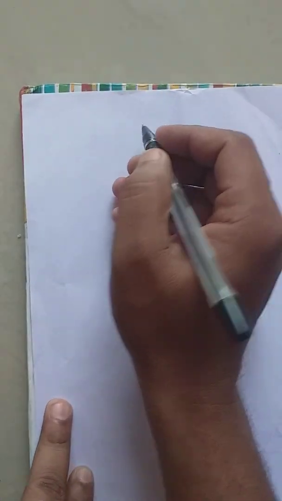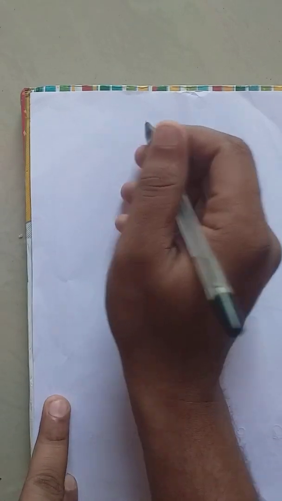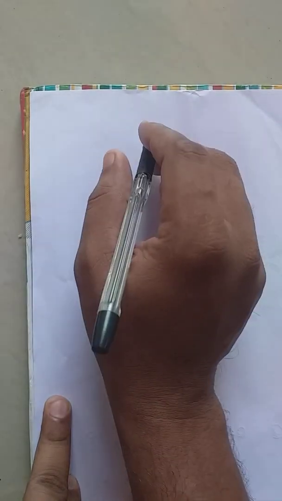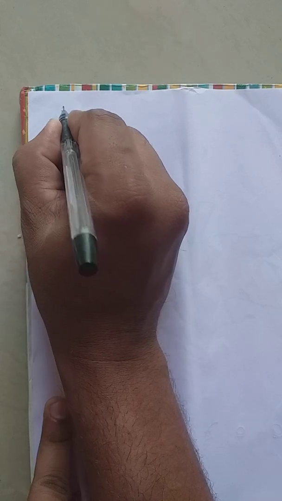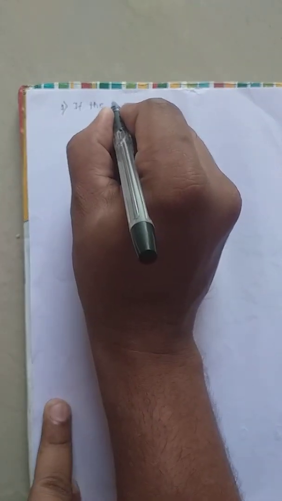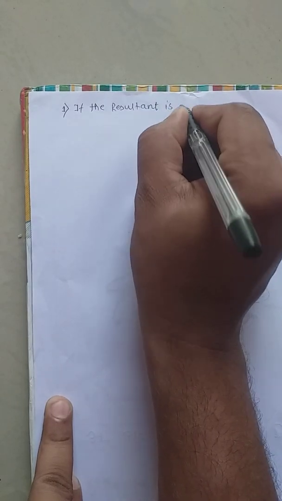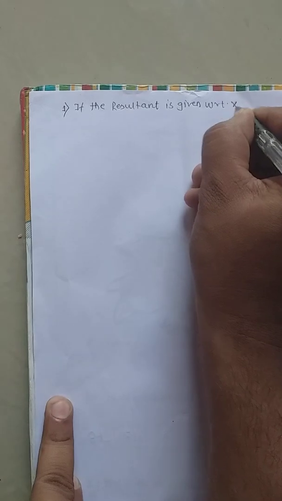Now we will see what conditions will be given in order to find out the unknown force on a concurrent force system. Just now we have seen one condition. So basically there are four conditions. Condition number 1, if the resultant is given with respect to x axis.